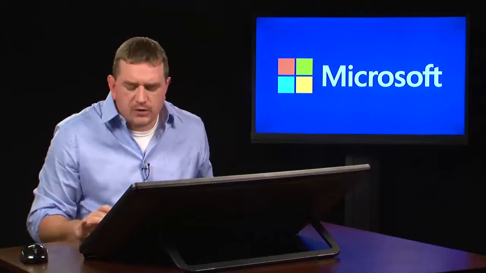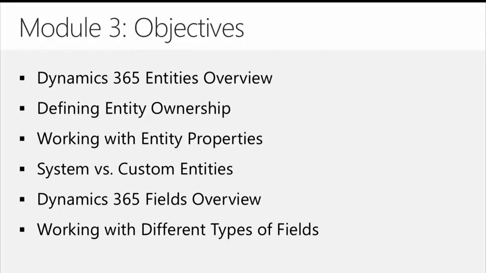And so in this module, what we want to do is really look at how you customize the application. We're going to talk a little bit about just the entities overview, what's available out of the box and what items are available from that standpoint. We're going to talk a little bit about entity ownership and how that's going to reflect how you may or may not customize the application.